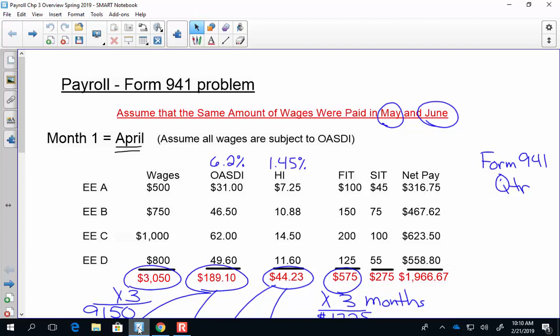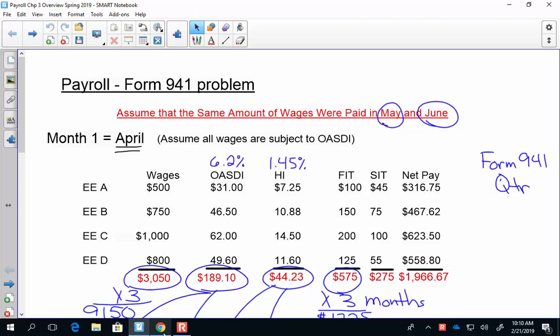This video will discuss our next chapter in Payroll, Chapter 3, and it talks about Social Security taxes and their computation as well as their deposits and deposit requirements. So I want to start basically with some overview problems.